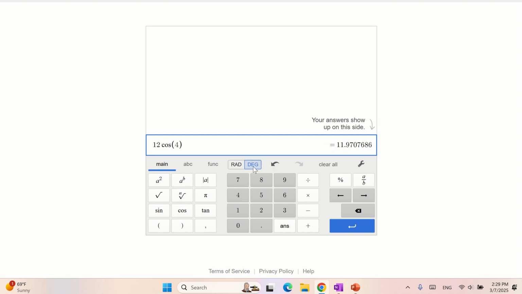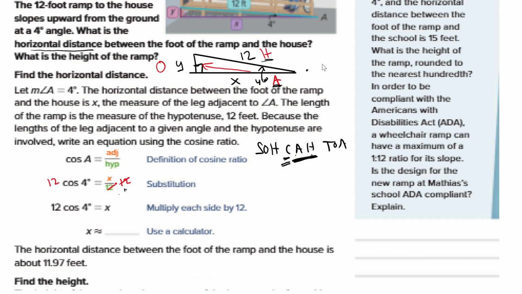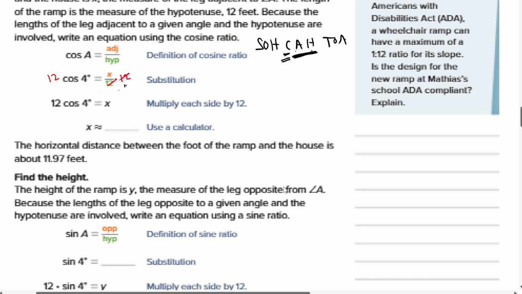So it makes a big difference. Make sure it's in degrees. So we have 12 cosine of 4 degrees. So it's going to be 11.97. Okay, so we're going to go ahead and put the answer here. So we got X was about 11.97. So this is the distance of the ramp. The length of the ramp is about 11.97 feet.